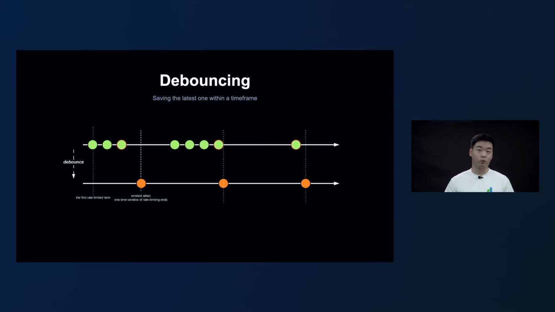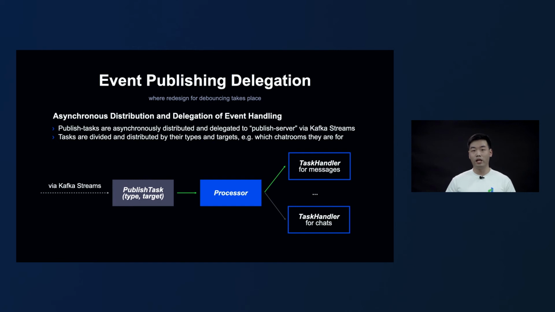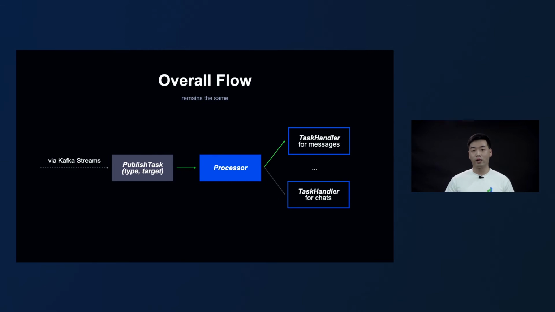And this strategy fits well into our architecture where events are merged to the latest, so notifying only the last one wouldn't compromise anything. Now let's see how debouncing is implemented within our event delivery. The implementation takes place within the flow of event publishing, where event-related tasks, including notification, are distributed and delegated to corresponding task handlers. In our redesign, we keep the overall flow the same, because it's already good at distributing and handling events by each type.